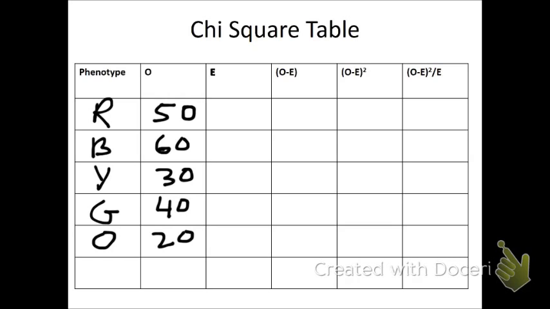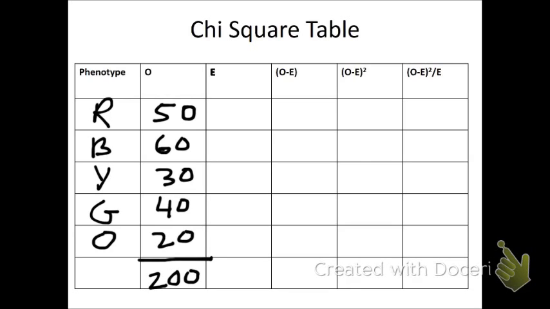Now to get the expected data set, that's where we're going to use those percentages that the M&M company told us that we ought to get. But before we can use those percentages, we need to add up the total number of M&Ms in our sample. So there's 50 plus 60 is 110, plus 30 is 140, plus 40 more is 180, plus 20 makes 200 total M&Ms.